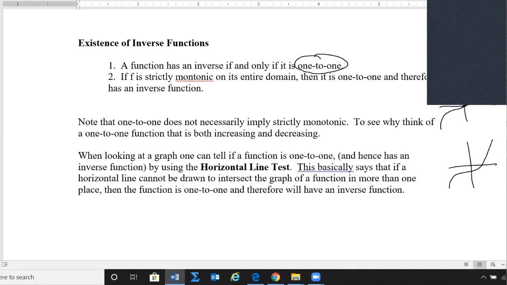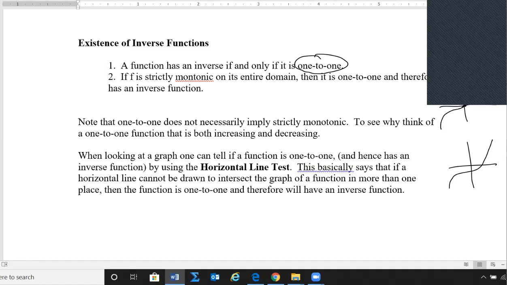So how do we know if we have an inverse function for a given function? Well, a function, two conditions. A function will have an inverse if and only if it's 1-to-1. Okay, well, that's the condition, if and only if. So if it's 1-to-1, it has an inverse. If it has an inverse, then it's 1-to-1. So that's the if and only if part.